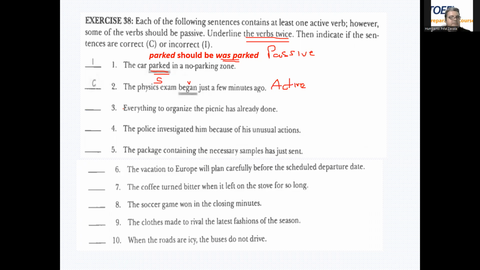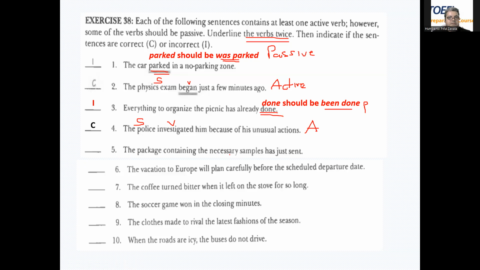All right, now that you're back, it says, everything to organize the picnic has already done. Okay, so here we're missing something, because it should be has already been done, right? In passive voice, not active voice. So this is incorrect. The police investigated him because of his initial actions. Okay, we got the subject, we got the verb. This is active voice. This is correct.